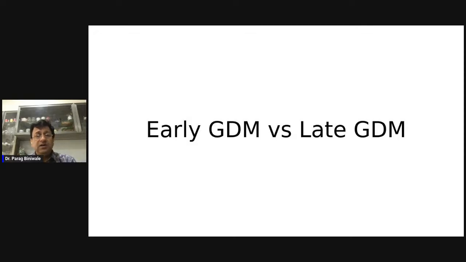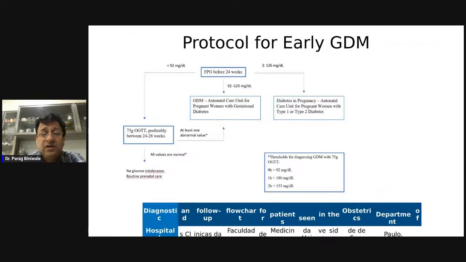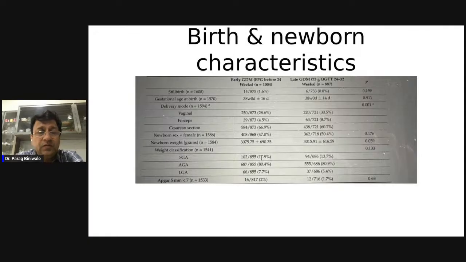Now, how different is early GDM versus late GDM? And this was one very interesting study from Sao Paulo, which has explained it well. They have compared women who developed early gestational diabetes to those who developed late gestational diabetes. So, what they found out was there were differences in the birth and newborn characteristics. If you look at the slide carefully, the chances of low Apgar were more in women who had early gestational diabetes mellitus. If you look at the fetal weight, the early gestational diabetes mellitus were likely to be having less weight.